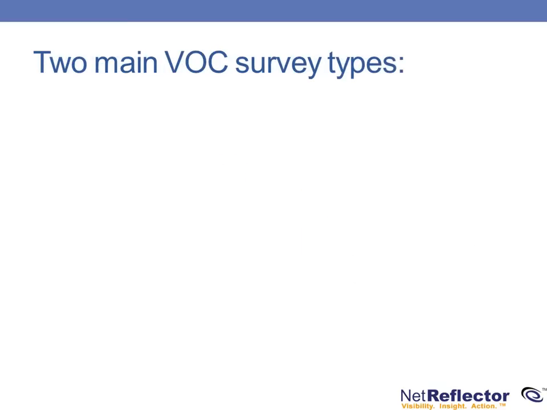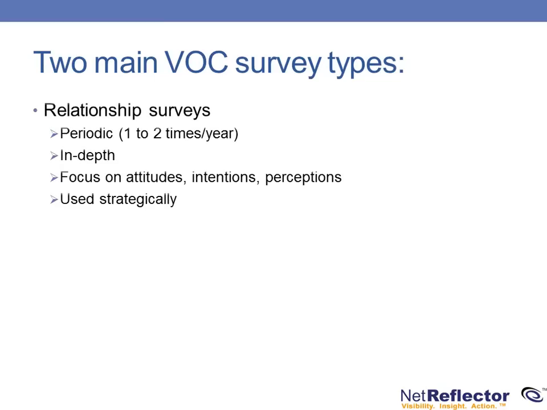It's important to differentiate between 2 key types of VoC surveys because they have very different uses and companies sometimes get them mixed up. The first is what we'll call relationship surveys. These are generally sent out once or twice a year and they tend to be fairly in-depth. Relationship surveys typically don't ask about a specific interaction.